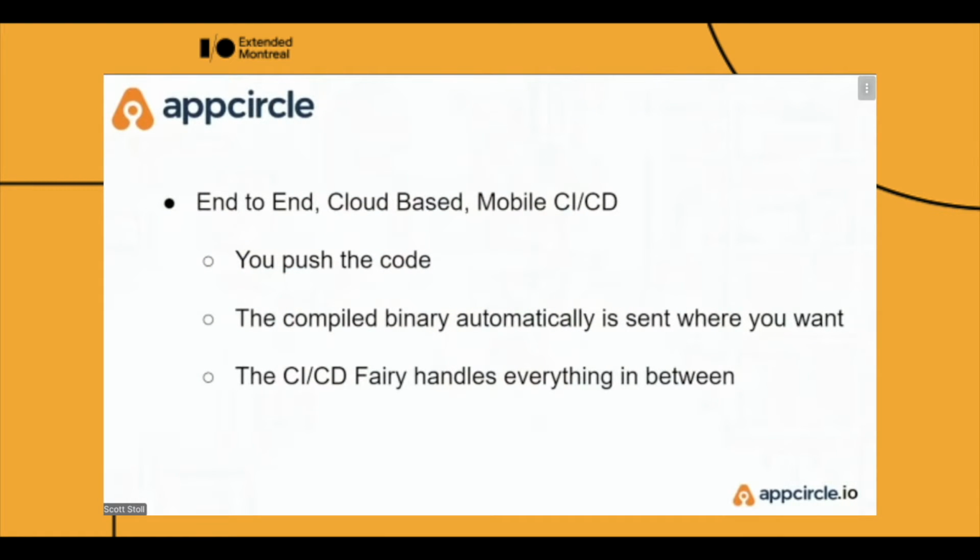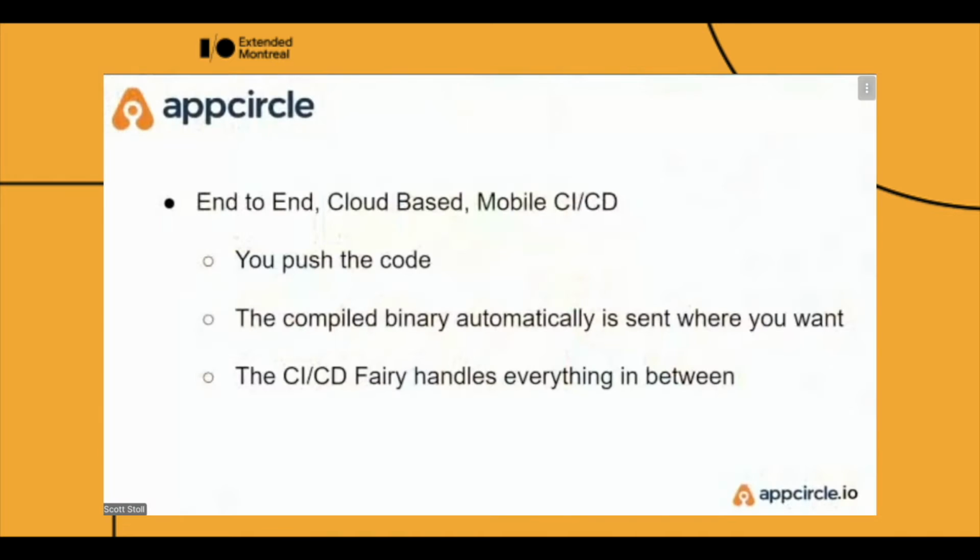Because what happens is you push your code, after you do your commits. You're using commits, right? So you push your code, and then the completed binary gets sent wherever you want. The binary can get sent to your testers. It can get pushed to the Play Store and the App Store. You can send it to your mother-in-law. You can have a link to it emailed to yourself. And everything else is fairy dust and unicorns because we handle that.